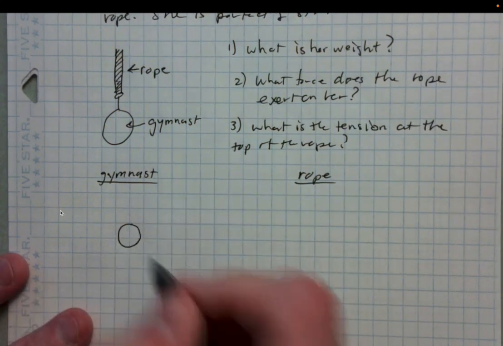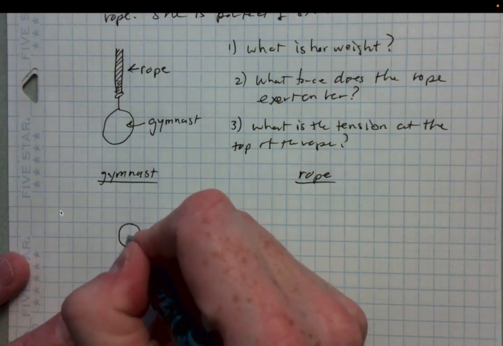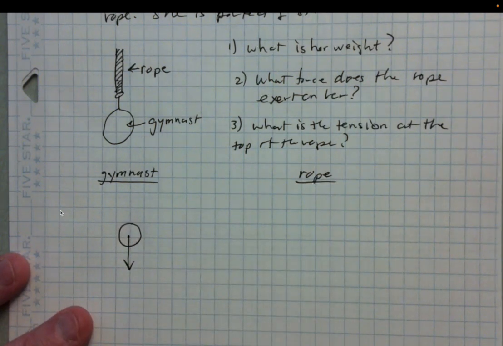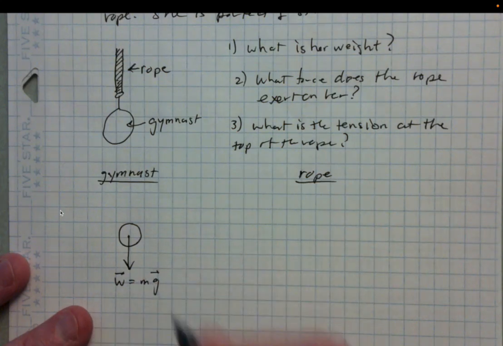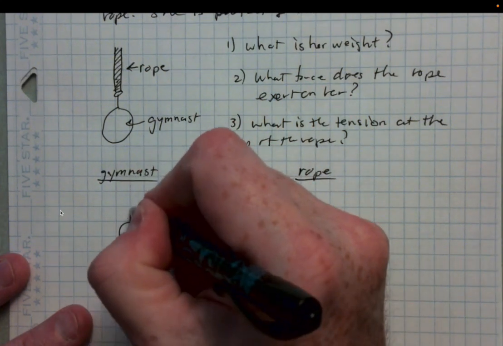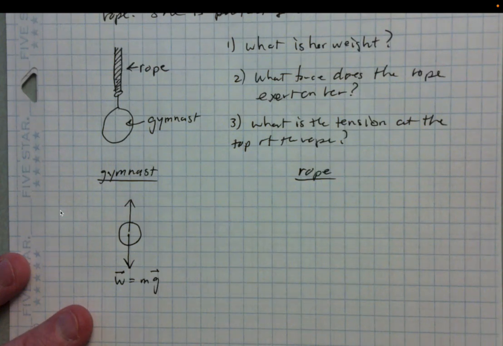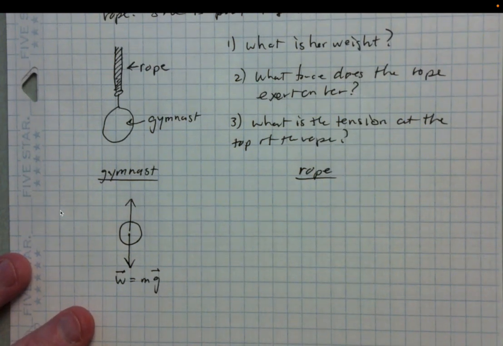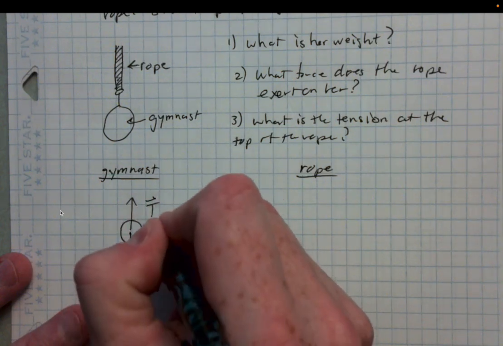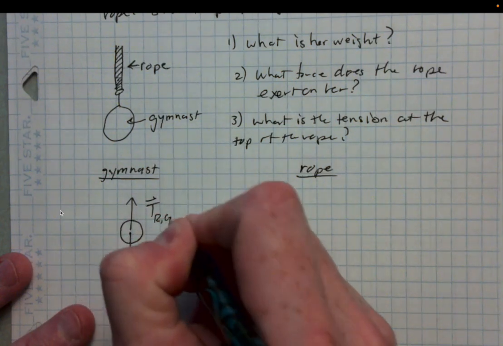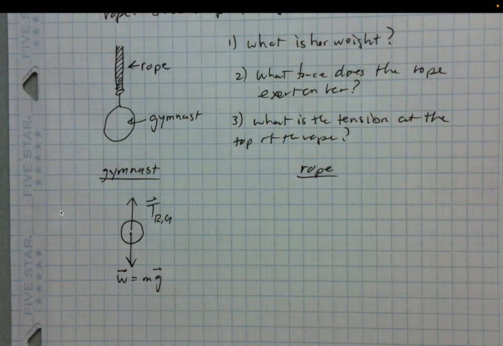All right, so we'll start with the gymnast. We've got the gymnast here, and the forces acting on the gymnast are the force of gravity. So you've got the weight of the gymnast, which is the mass times the gravitational acceleration. And then you've got the rope, the tension of the rope on the gymnast. So we'll label it like this, the rope acting on the gymnast. Okay, and they're equal and opposite because the gymnast is perfectly at rest, right? Just hanging motionless at the bottom of the rope.